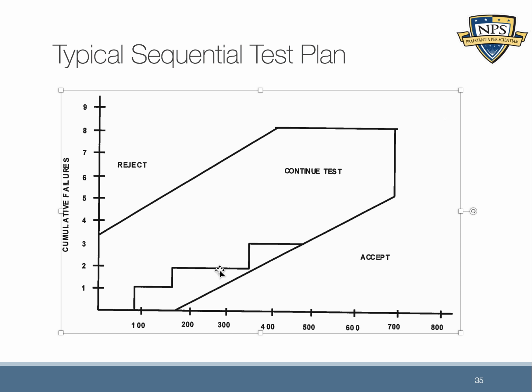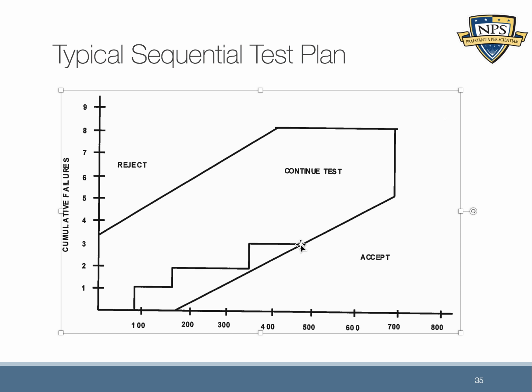So as test time continues, a third failure occurs, it jumps up again, and then it continues, and once you hit this value, and there's some math involved in determining what this exact value is, because this is a linear line, right, and the value on the y-axis is 3, and so on and so forth. But once this line is hit, then the MTBF is accepted.